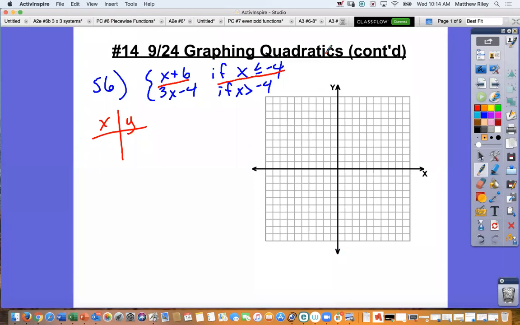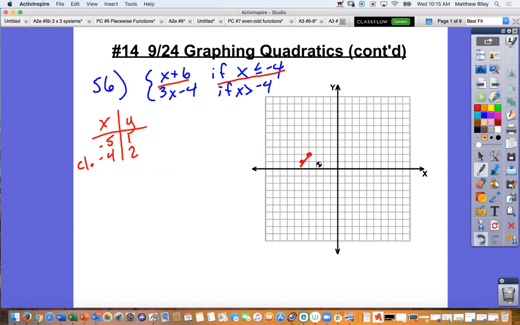All right. So if this is what we've got, I want to start with this value. So I only use this equation if x is less than or equal to -4. And I need a number smaller than -4, which I'll pick like -5. So plug them in. If x is -4, it's going to be a closed circle, right? So -4 plus 6 is 2, -5 plus 6 is 1. So at -4, 2, closed circle, -5, 1, closed circle, and it's everything less than that.